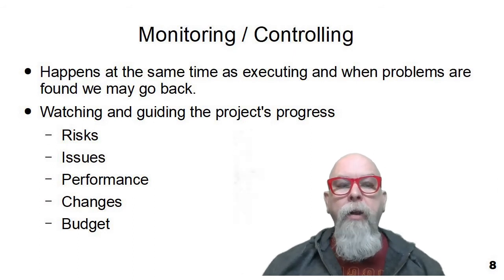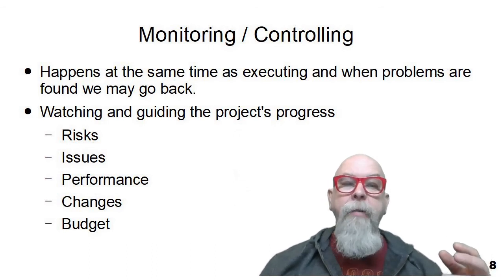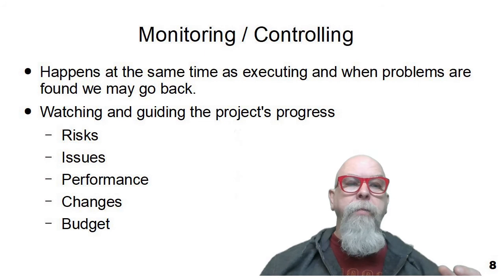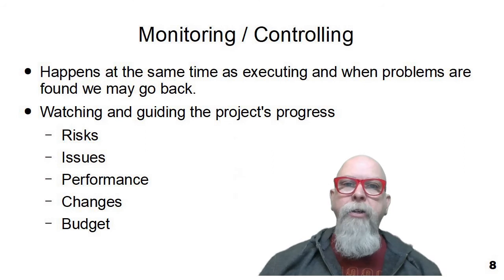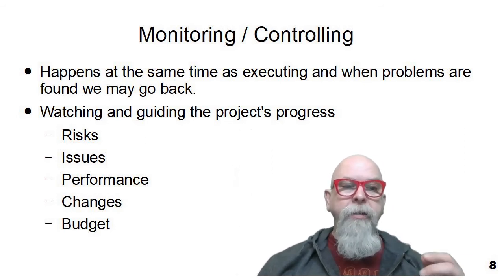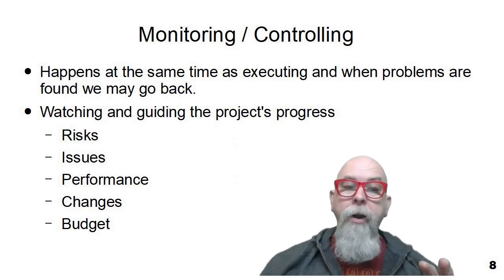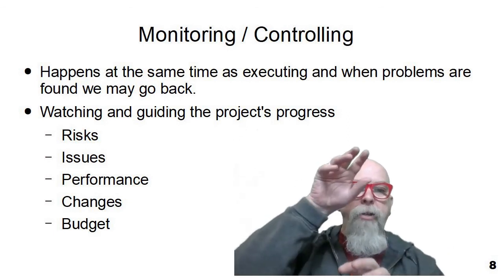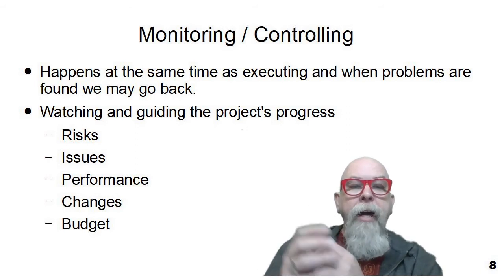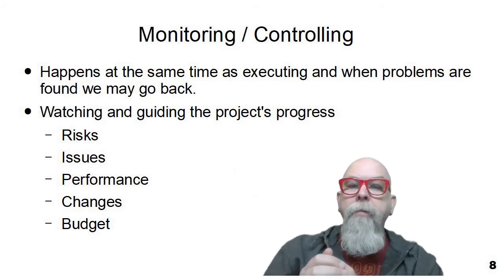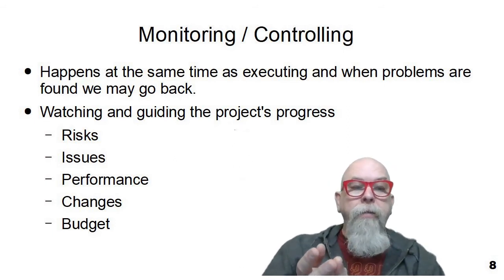The monitoring and controlling process group is kind of interesting because it happens at the same time as the executing process group. The monitoring and controlling group is when we watch how the execution is going and we make changes to the schedule, we push things around a little, we control, we monitor. It just kind of makes sense that while the execution is happening, monitoring and controlling happens simultaneously. We watch and guide the project's progress. We maintain and watch the risks, both positive and negative risks. We look for issues.